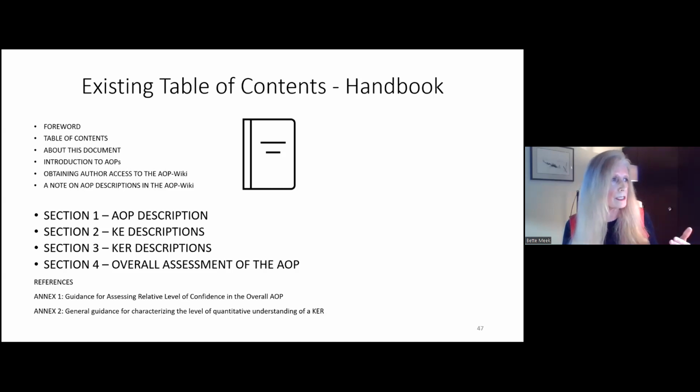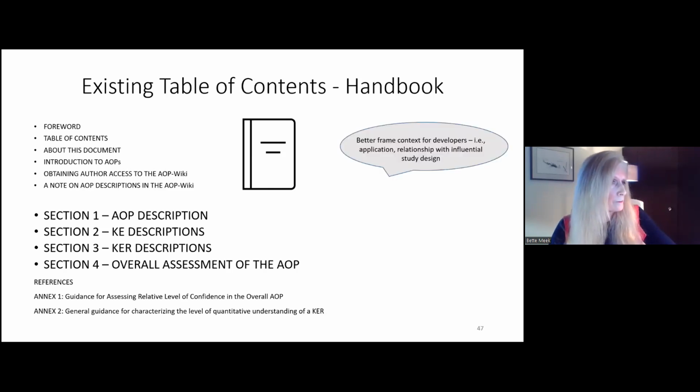And so you can see here that we have section 1 is the AOP description, section 2, the key event descriptions, section 3, the key event relationship descriptions, and we don't really get to overall assessment of the adverse outcome pathway. So we proposed refining that in future editions of the handbook to focus more on the unit of application, which is actually the adverse outcome pathway. So if you can click, please.